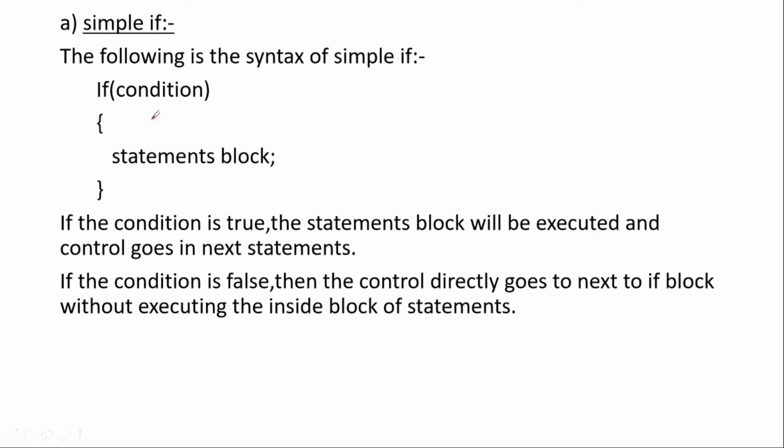So if the condition in the if statement is true, then this particular block of statements will be executed, and if the condition is false, then the control directly goes to the next statement, and this block of statements will not be executed. So if the condition is true, then it executes this block of statements, and if the condition is false, then the control comes out of this block and executes the other set of statements.